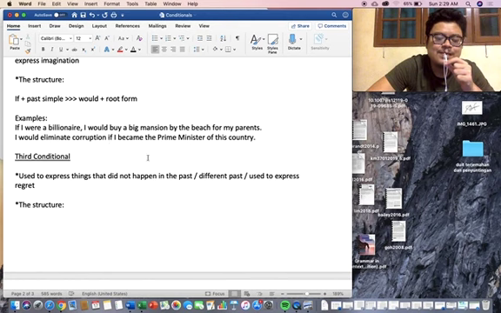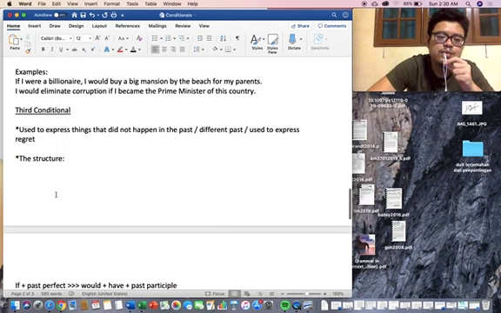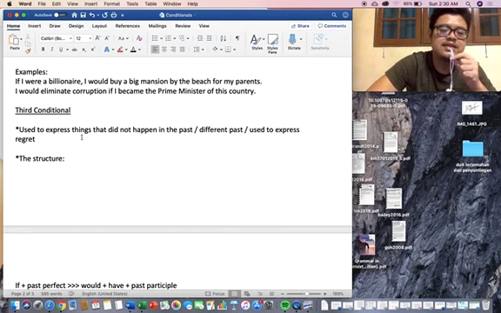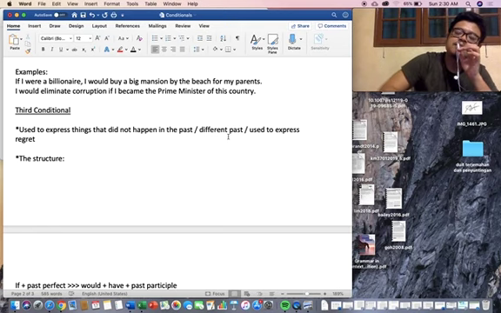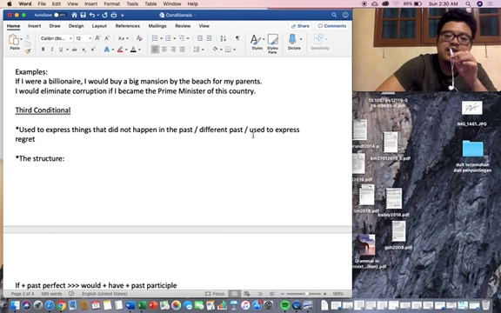Okay. And then let's look at the last conditional, the third conditional. We use it to express things that did not happen in the past, or things in the past that happened differently. So it didn't happen basically, but it is in the past. Or in other words, we usually use it to express regret, right? So if I had not done this thing.